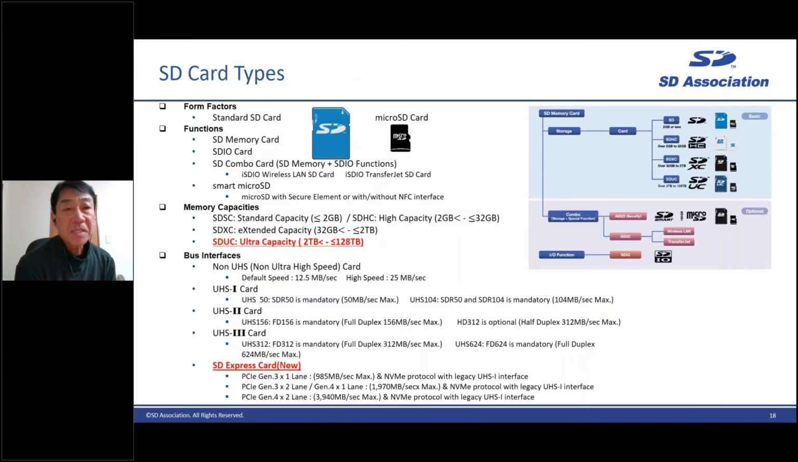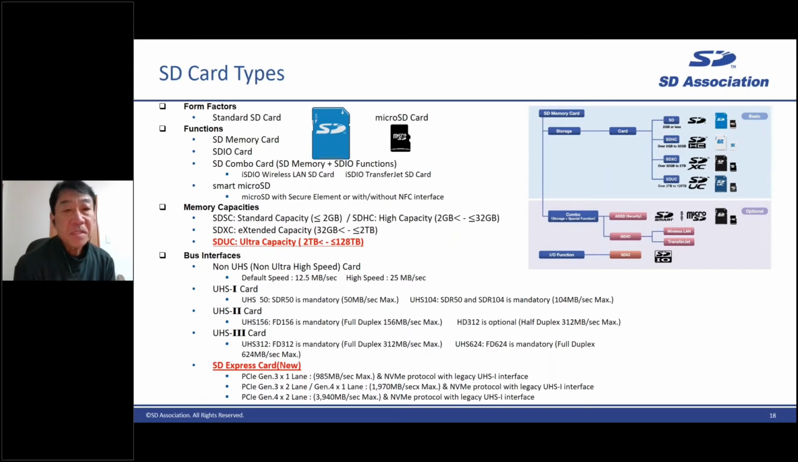SD card types are differentiated into two major standard form factors. One is standard and the other is micro SD. And the function is rather varied. We are now supporting memory capacities up to 128 terabytes. And the actual marketed product as of today is 1 terabyte micro SD, which is now in the market.